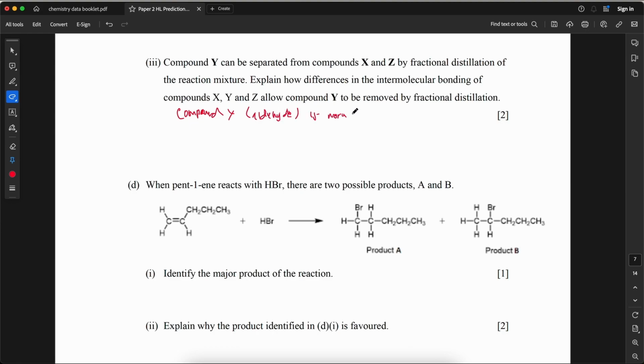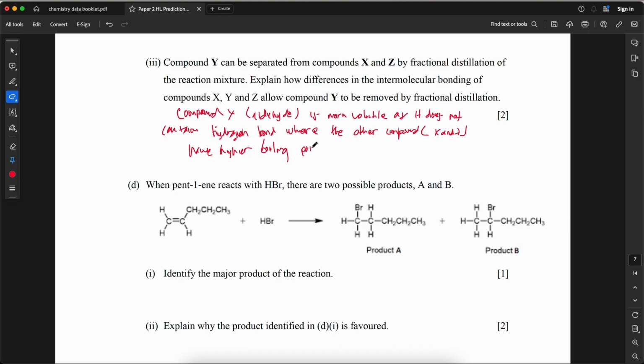It's more volatile as it does not contain hydrogen bond. There is no OH. Yeah, the X is alcohol and then Z is carboxylic acid, where the other compounds X and Z have higher boiling point due to containing hydrogen bond.